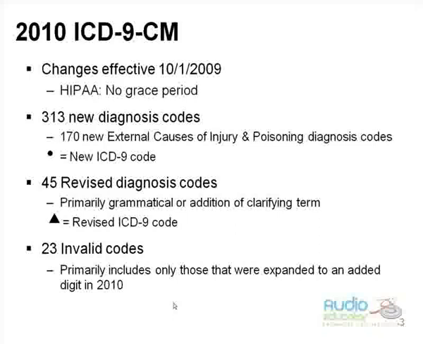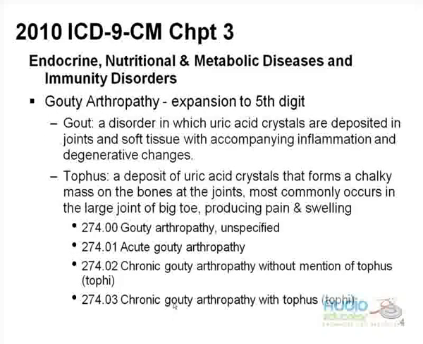Our first chapter that had codes that might be used in some pain management practices is the endocrine, chapter 3, the endocrine, nutritional, metabolic diseases and immunity disorders. We have the gouty arthropathy expanded to a fifth digit, so we're getting that additional specificity. I've included the definitions of some of the terms in those codes, particularly with and without tophus, tophi. Again, I'm not going to spend tremendous amounts of time here, but for those of you that have referral sources from podiatry or from the bone and foot orthopedic specialist, you may want to take a look at these codes.